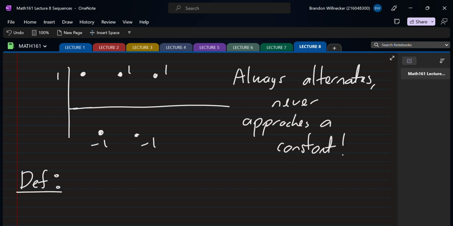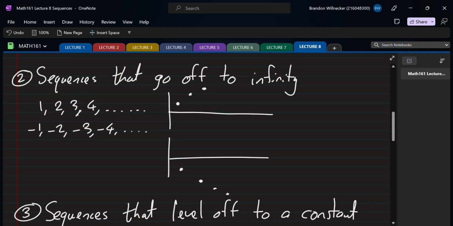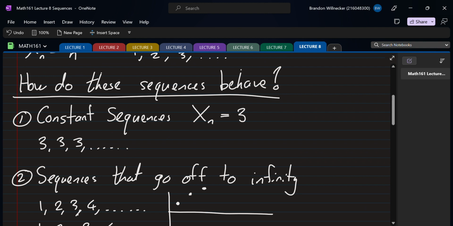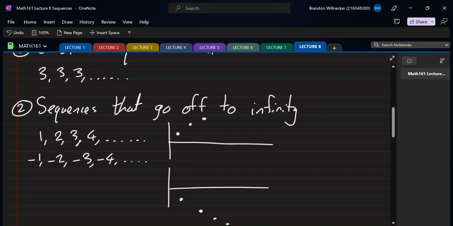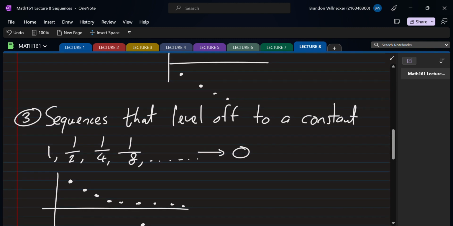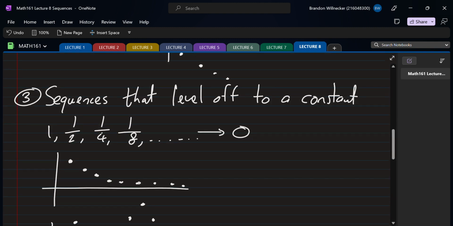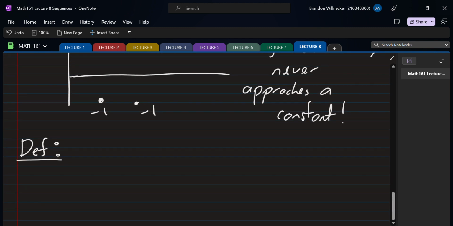So first, this constant sequence, we don't need to do any extra work with that. If it's a constant, then there's not much we can do. Okay, so it's a very, very simple sequence. However, these next two cases, the ones that go to infinity and the ones that go off to a constant, we have special names for those two. Okay, so definition.